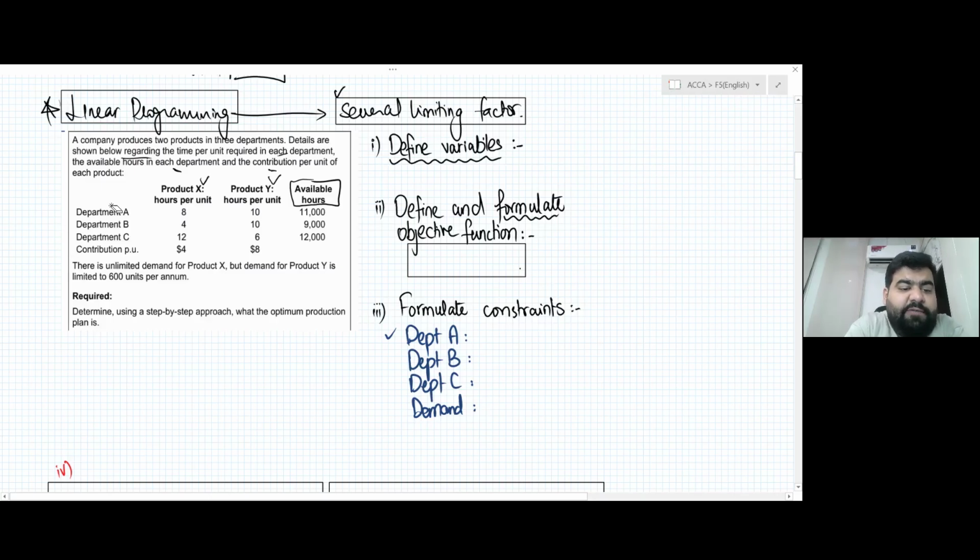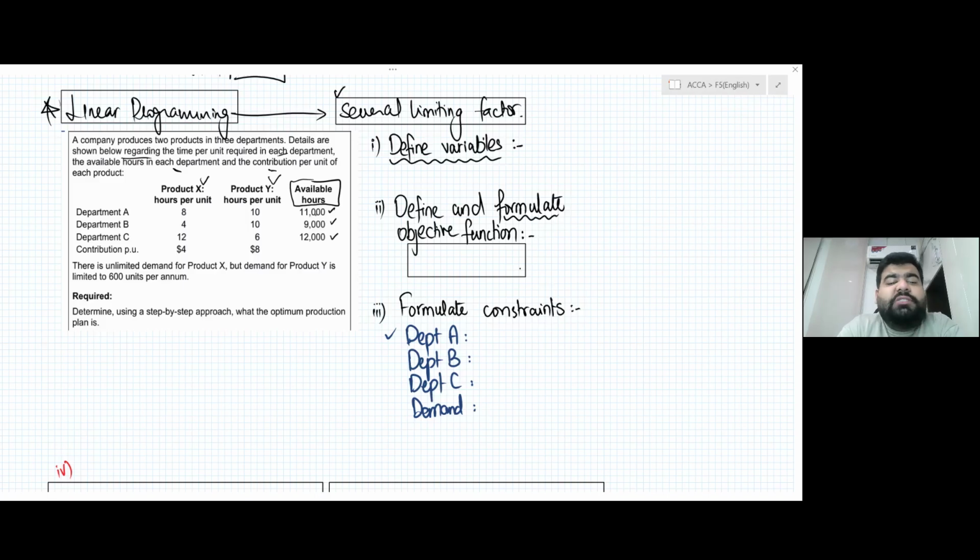If you see, they've given you that in Department A, X needs 8 hours and Y needs 10 hours. In Department B, X needs 4 hours and Y 10 hours. C, 12 hours for X and 6 hours for Y. Available hours are also given, so it means they can be the limiting factor.